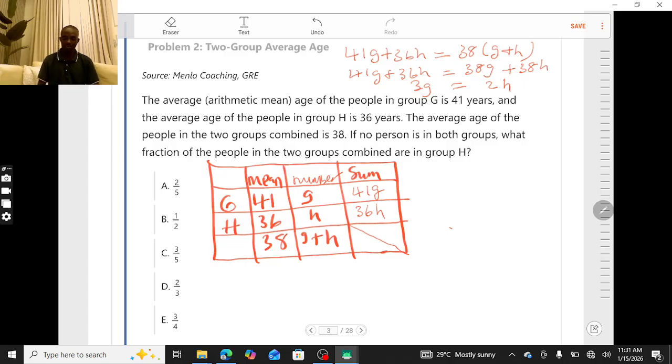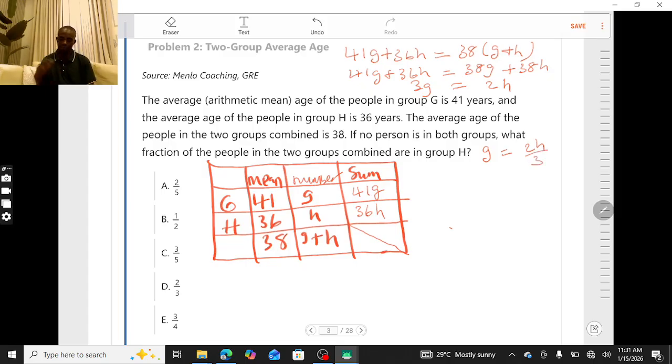Let's pause and check what will make it faster. What fraction of the people in the two groups combined are in group H? Since we are looking for H, we need to eliminate G, which is to write G in terms of H, right? So G equals 2/3 H, right? So that anywhere we see G, we put 2H/3. Yes. G equals 2H/3.